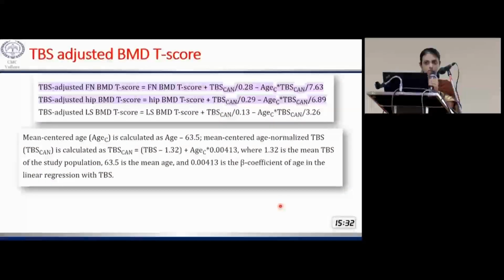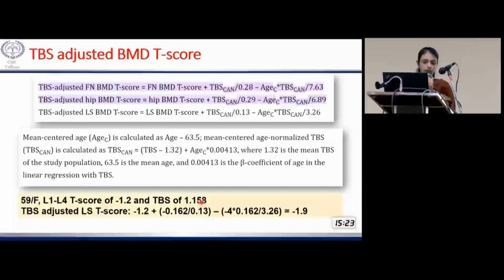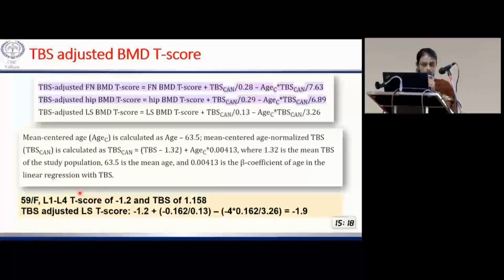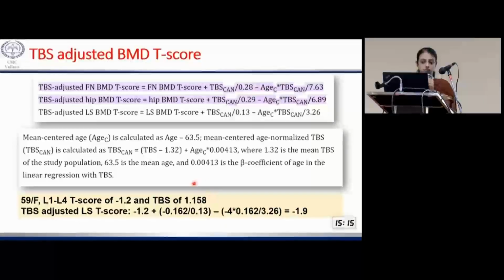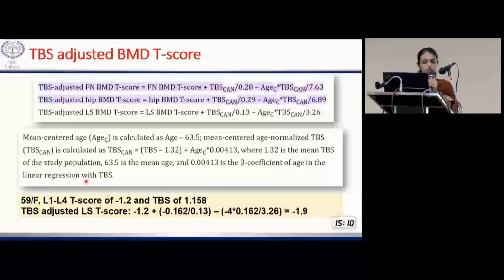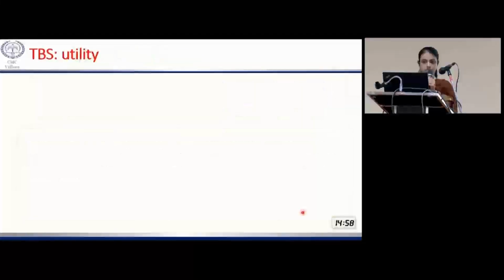So this is the TBS adjusted BMD T-score. This was published last year. It has a complicated formula which is available online. So for a 59-year-old lady, if the lumbar spine T-score is minus 1.2 and the TBS is low and you don't know what to do, you can adjust the lumbar spine T-score for the TBS based on this formula and arrive at new T-score thresholds based on which you can make treatment decisions.